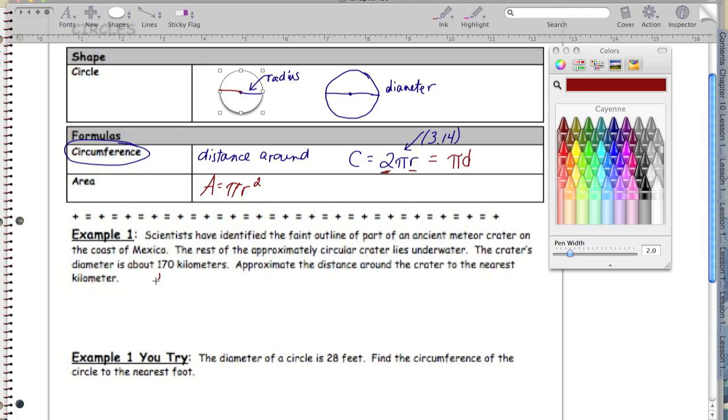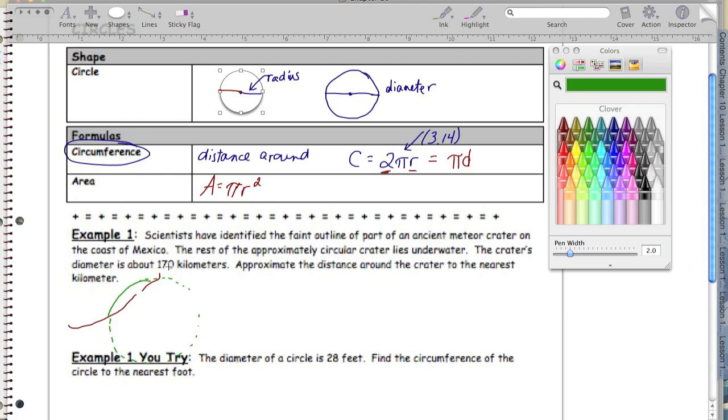So if this were like the coast of Mexico, what happened here is that they found this crater, a faint outline of part of an ancient meteor crater on the coast of Mexico. So maybe they found a faint one, just like that. And now they believe that the rest of it appears underwater. Now they're curious about the entire diameter, or the entire circumference of the whole thing.